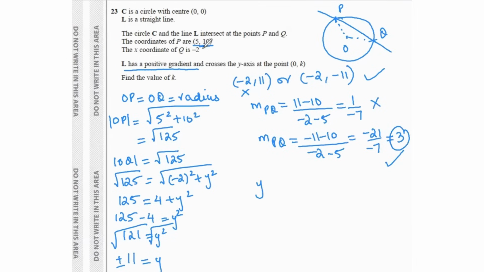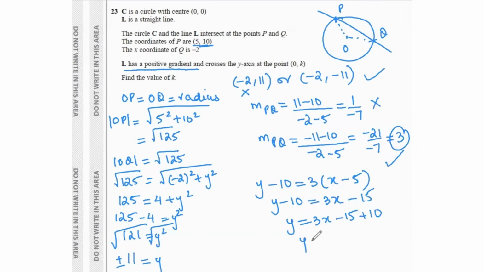I'm going to take 5, 10, and this gradient: y minus 10 equals 3 times (x minus 5). y minus 10 equals 3x minus 15. y equals 3x minus 15 plus 10. And y equals 3x minus 5. This is our equation for the line PQ or line L.